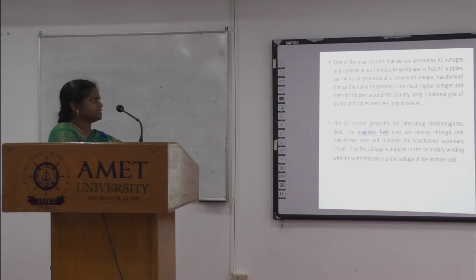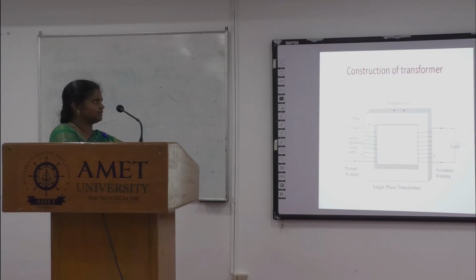One of the main reasons that we use alternating AC voltages and currents in our homes and workplaces is that AC supplies can be easily generated at a convenient voltage. It can be transformed very easily to much higher voltages and then distributed around the country using a national grid. The AC current generates the alternating electromagnetic field. The magnetic field lines move through the iron core of the transformer and link with the transformer secondary. Thereby, it produces EMF in the secondary windings also, with the same frequency as the primary voltage.